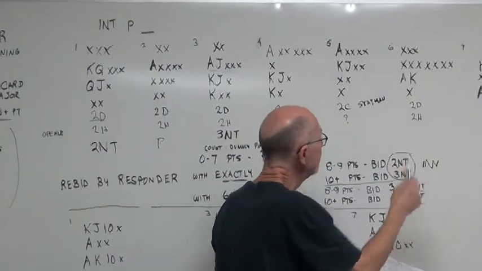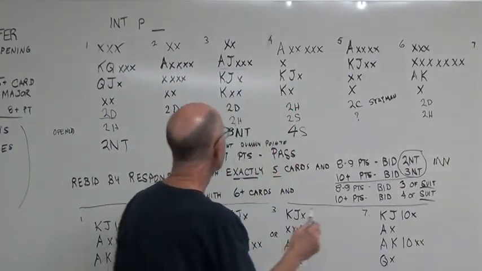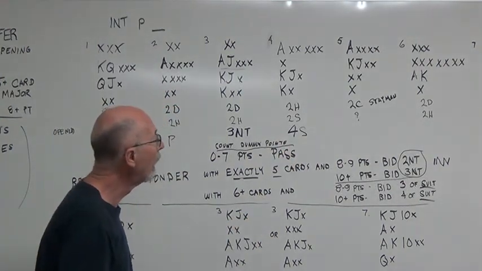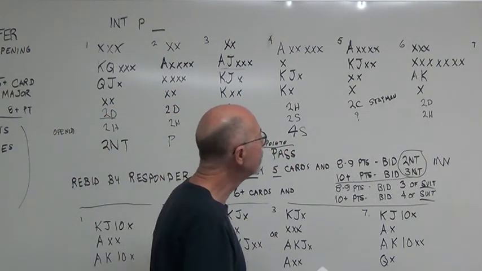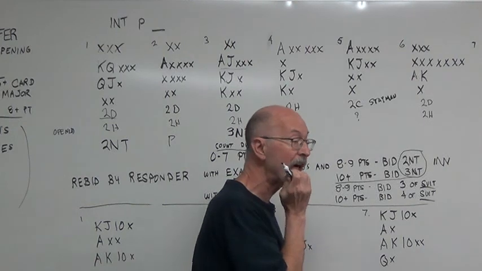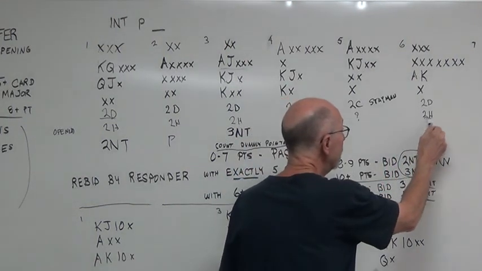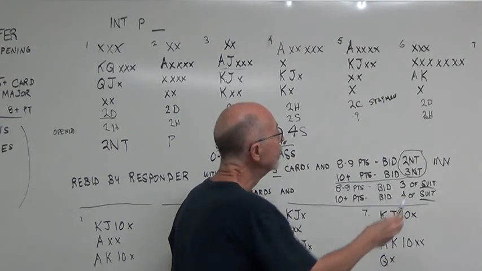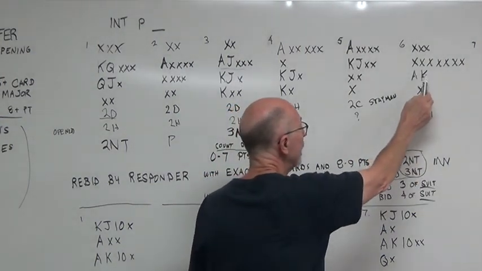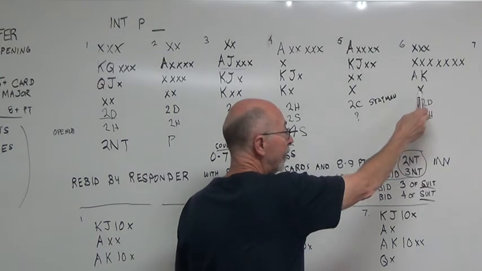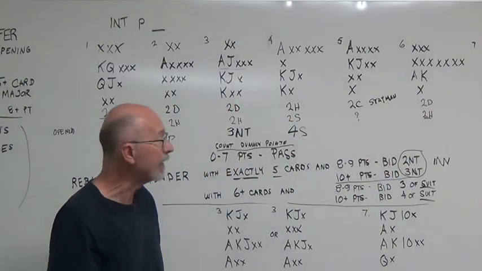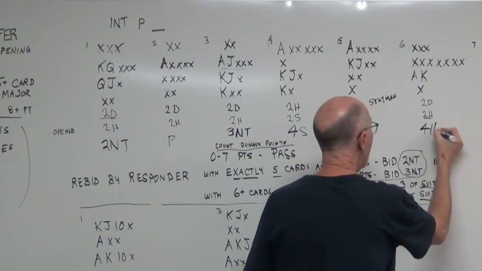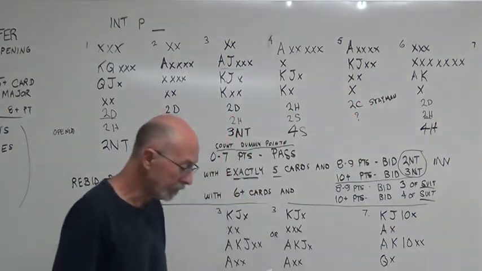How about this one here? Count dummy points. Pass. You're going to be the dummy because you transfer the control of the hand to your partner. 2 no trump, actually. Because you've got 7 plus 3. You've got 10. 4 hearts.